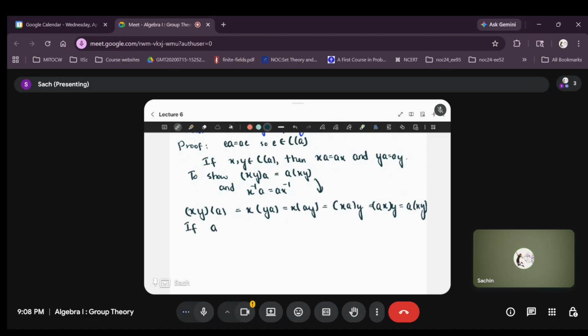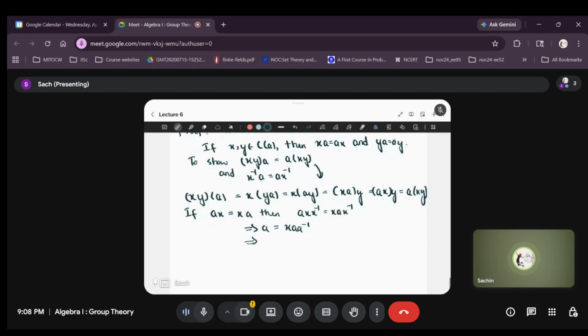And if AX equals XA, then AX X inverse equals XA X inverse, which implies A is equal to XA X inverse. Multiply on the left by X inverse: X inverse A is X inverse X times A X inverse, which is nothing but AX inverse. So C of A is a subgroup of G.